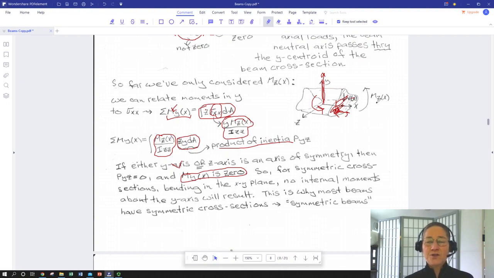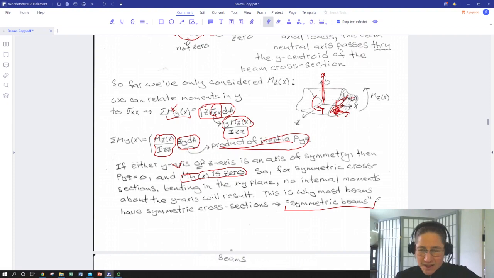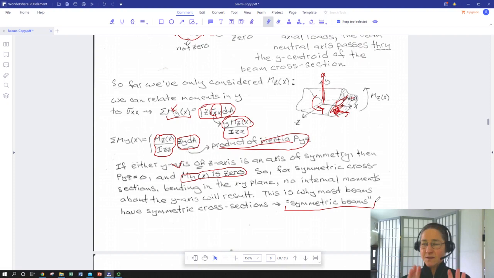This condition of geometric symmetry that allows us to bring this product of inertia to 0 is known as a symmetric beam or symmetric cross-section. So if you see chapters in the textbook or descriptions of beam analysis of symmetric beams, this is what they're talking about. If you had something that wasn't symmetric, where your stress sigma xx could induce a moment about the y-axis, then you would have to worry about that other product.